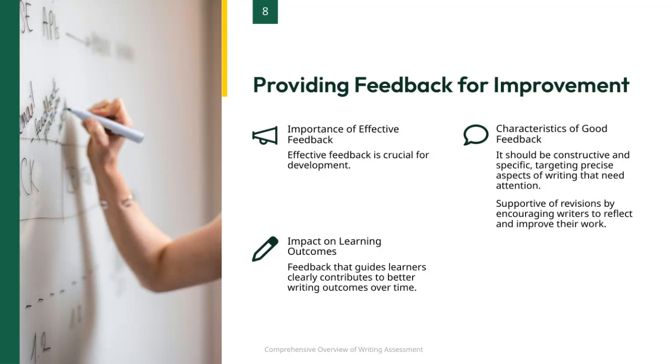Providing effective feedback is essential for development because it helps writers understand where they can improve and how to do so. Good feedback isn't just about pointing out mistakes. It needs to be constructive and specific, focusing on particular parts of the writing that require attention. It should also encourage writers by supporting revisions and prompting them to reflect on their work, which makes the process more collaborative and growth-oriented. When feedback clearly guides learners, it leads to better writing skills and improved outcomes in the long run. This kind of thoughtful feedback truly makes a difference in how writers progress.